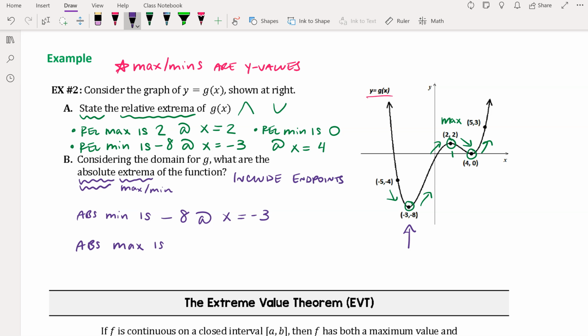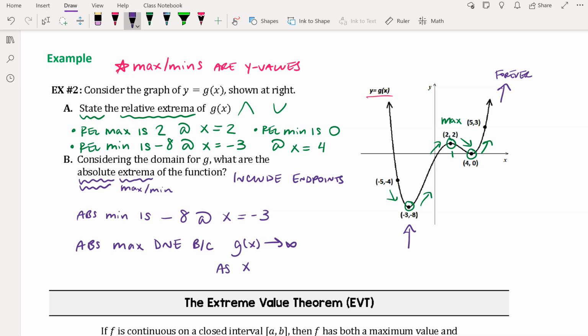We need to look on the ends. Look, these ends go up forever. They go up. So, our absolute max is heading towards infinity, but infinity is not a real number. So what we're going to say is absolute max does not exist because g of x approaches infinity.